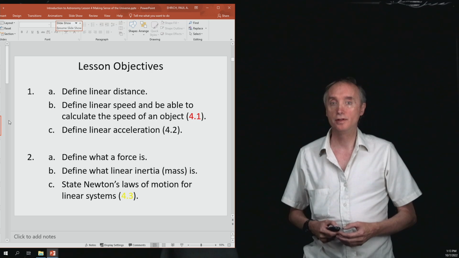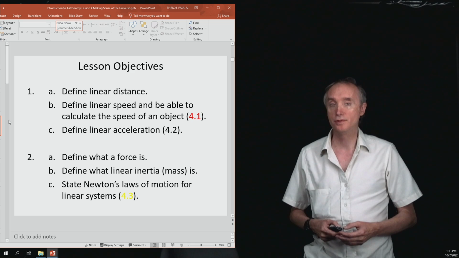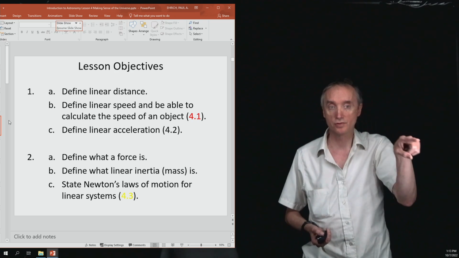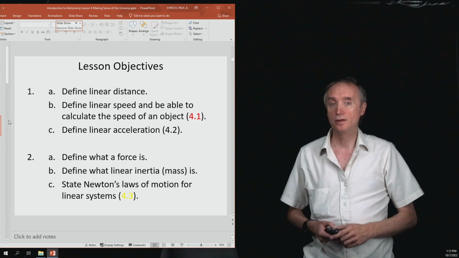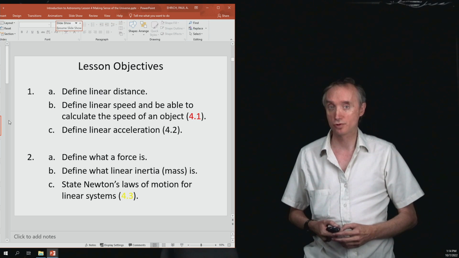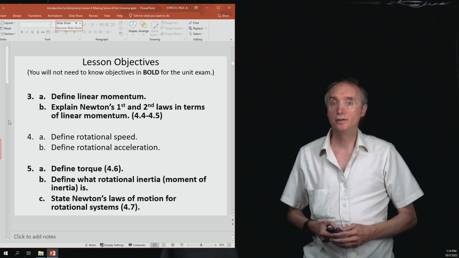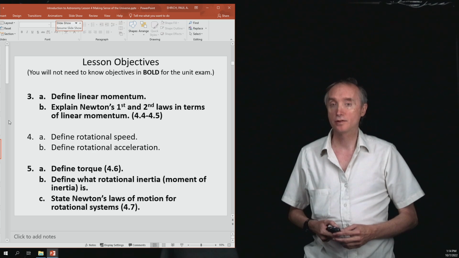So here's what you're going to learn in this lesson. First, we're going to define what linear distance is, linear speed, and linear acceleration. When I say the word linear, I mean things that are moving in a straight line. Then we're going to define what a force is, and then what is linear inertia, and another name for that is mass, and then learn what Newton's laws of motion are. Okay, then we're going to define linear momentum and explain Newton's laws of motion in terms of linear momentum.